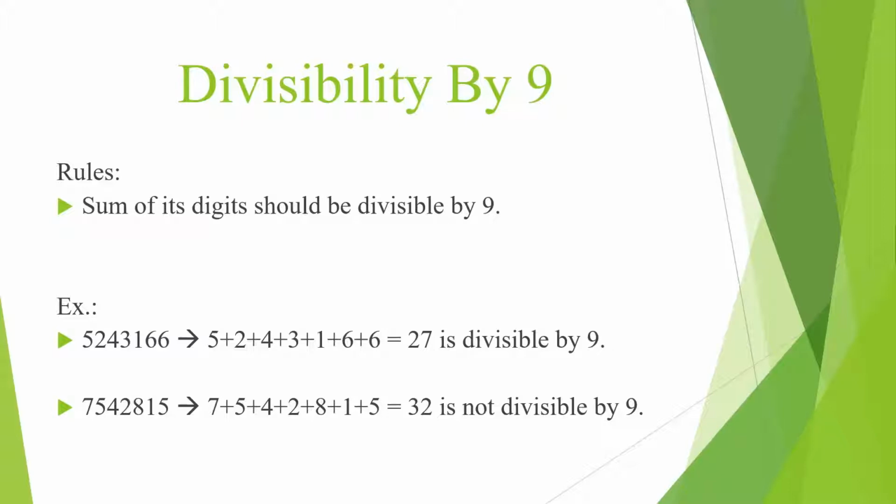Let us consider another example, 75,42,815. When we sum up all the digits, we get 32, which is not divisible by 9. So we conclude 75,42,815 is also not divisible by 9.